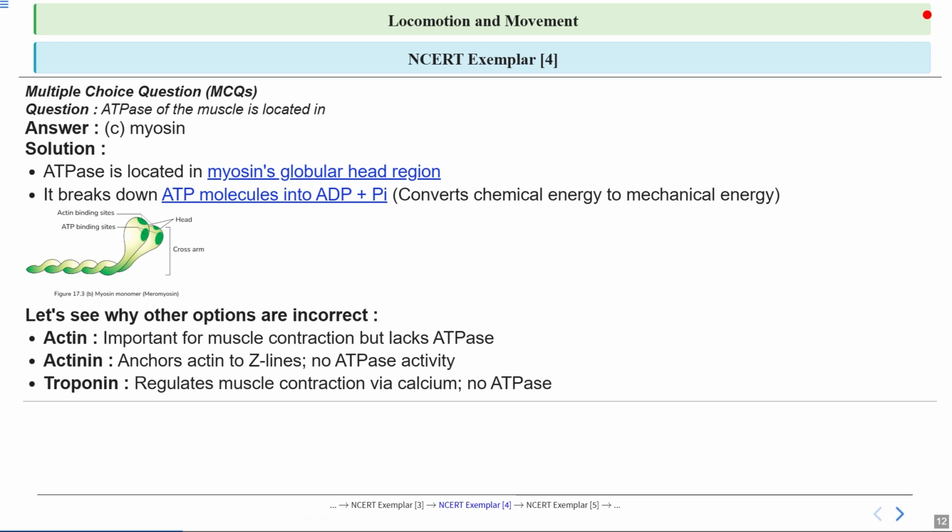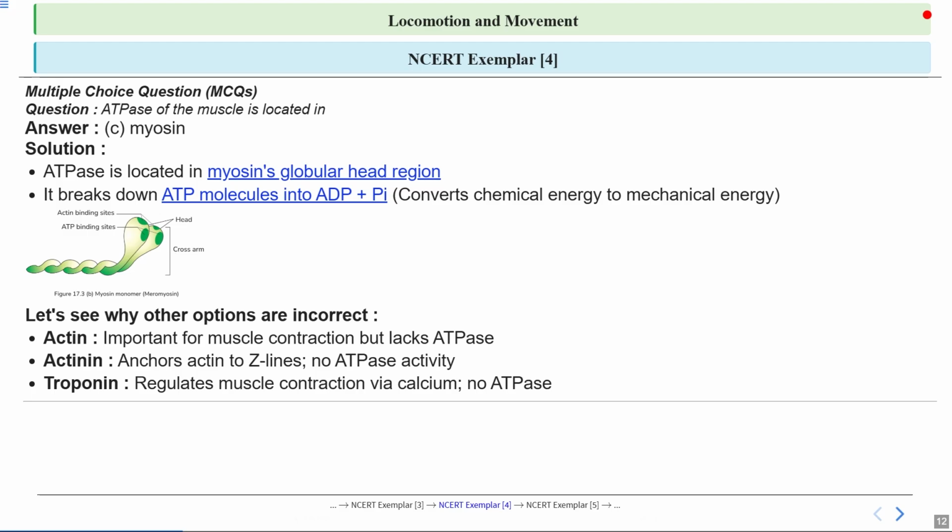So our next option was troponin. Troponin is a protein found in muscle fibers that helps regulate muscle contraction by binding to calcium ions, which are released when the muscle is stimulated. When calcium binds to troponin, it causes a change in shape that moves tropomyosin away from the actin filaments, allowing myosin heads to attach and pull the actin, leading to muscle contraction. Importantly, troponin itself doesn't use ATP for this process, unlike the ATPase enzyme involved in the sliding filament mechanism, which provides the energy for muscle movement.